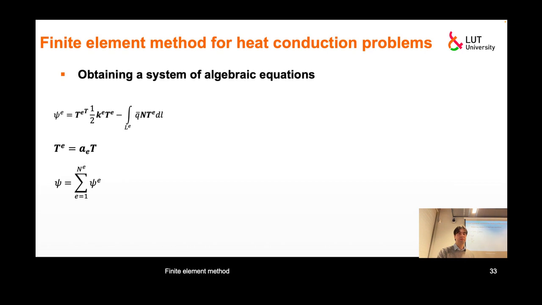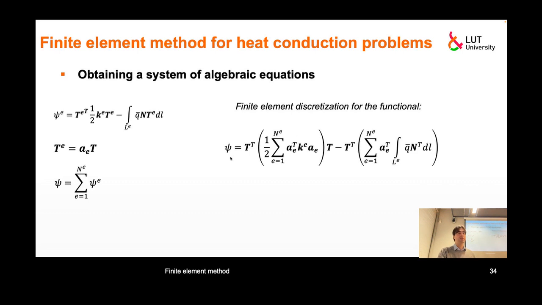Okay, so how can we find this global vector? This is done by solving a system of linear equations. What we already know how to calculate is this element contribution to the functional. And then we can sum it over all elements. And I know how to extract element temperature from the global temperature, so I can use this extraction inside here and formulate everything in terms of global temperatures.